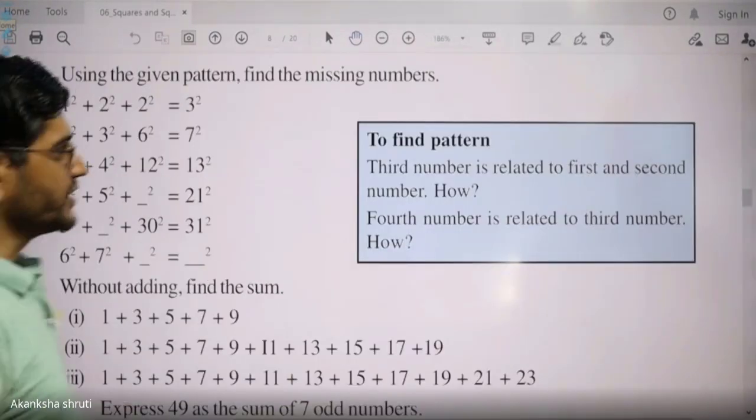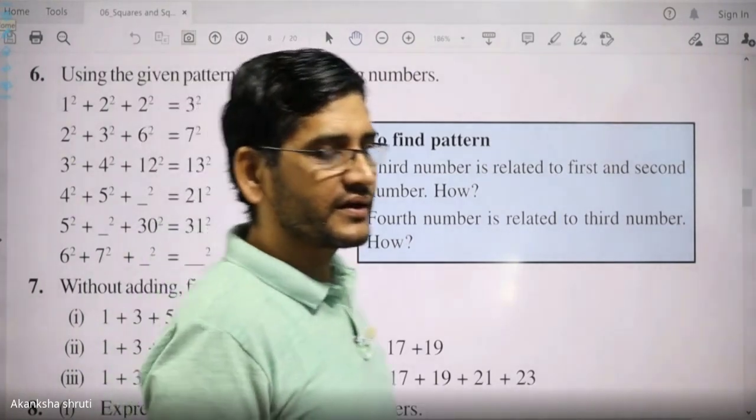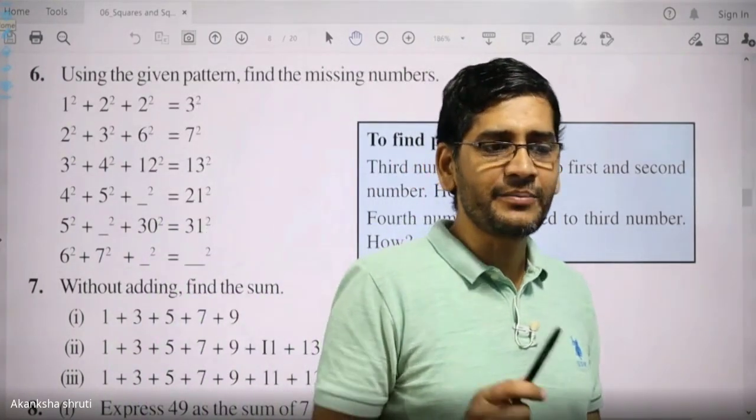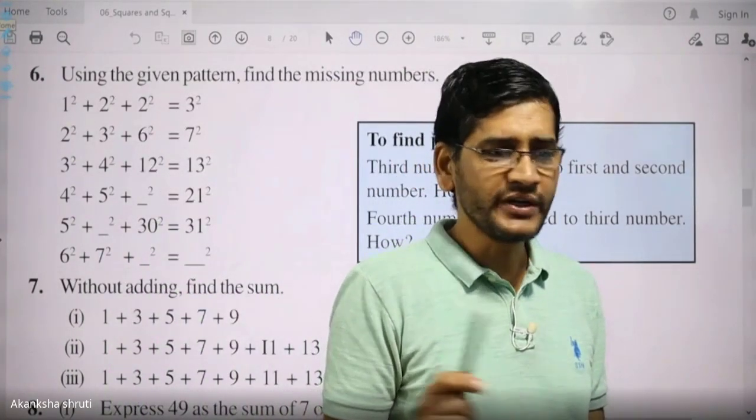Students, in addition to this, there are some other patterns. That pattern is obtained by observation. Okay? No need to mug up.